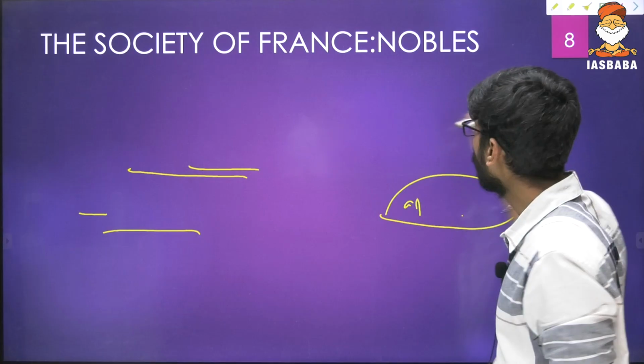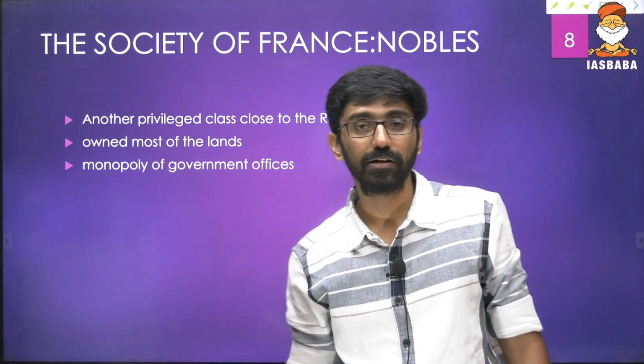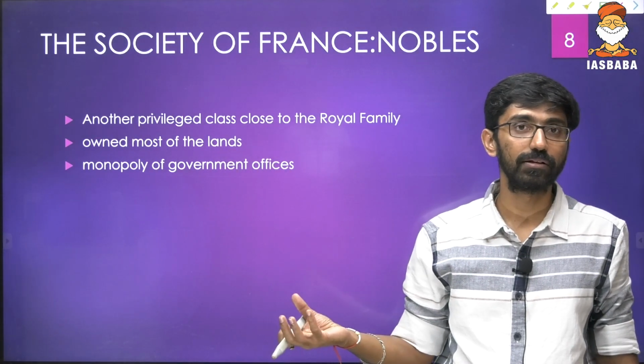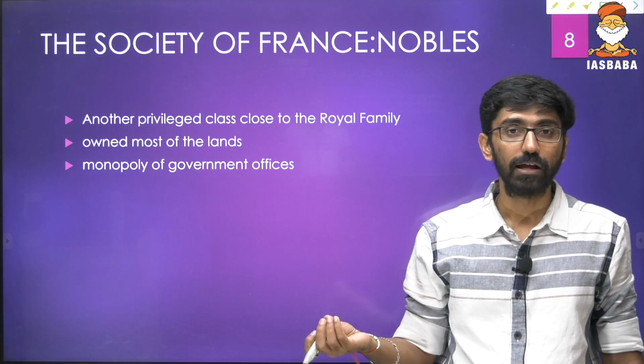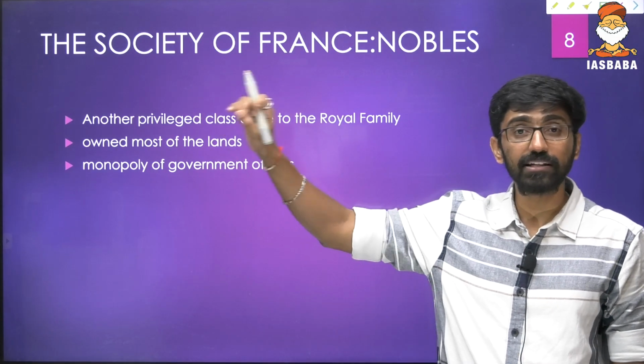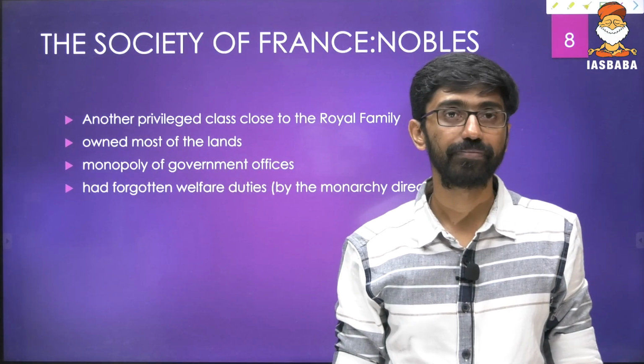Okay. Now look at the nobles' position. Like I told you, kings, queens, princes, governors, ministers, they owned most of the land. And they had the monopoly of government offices. Higher clergy had the monopoly of the church's positions.